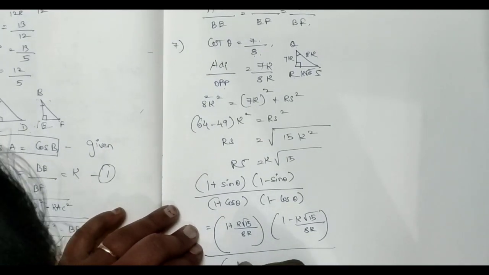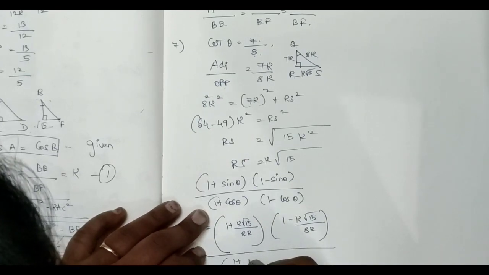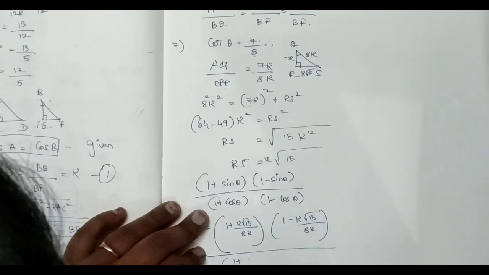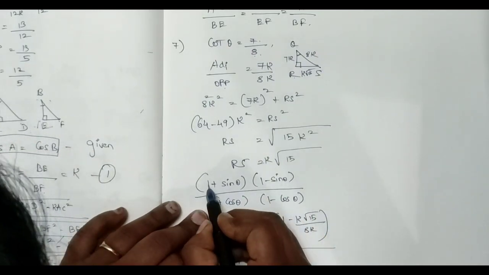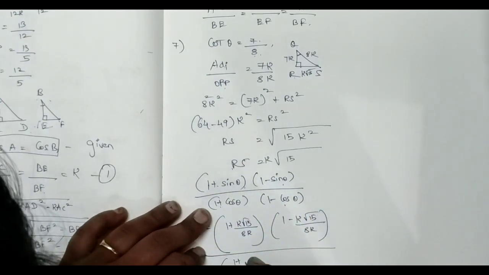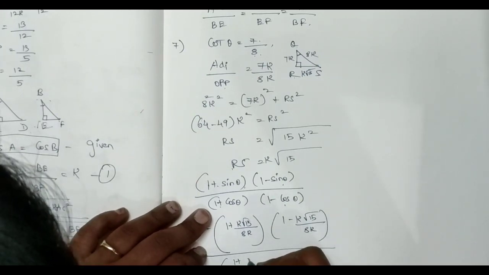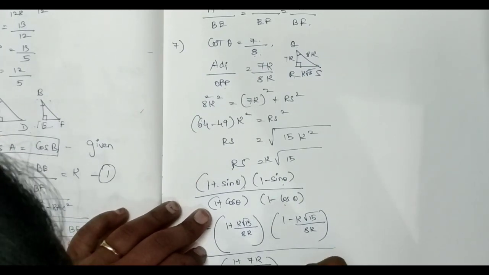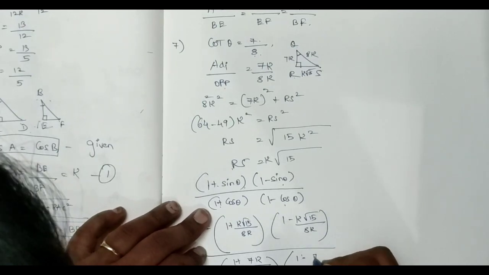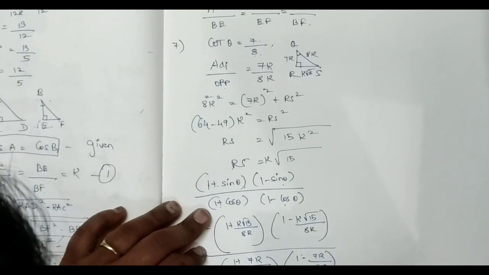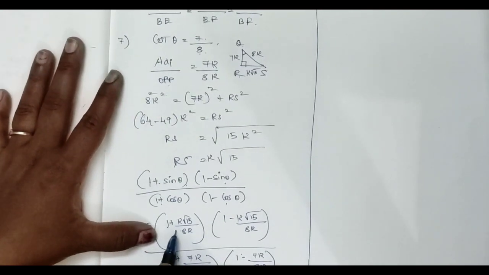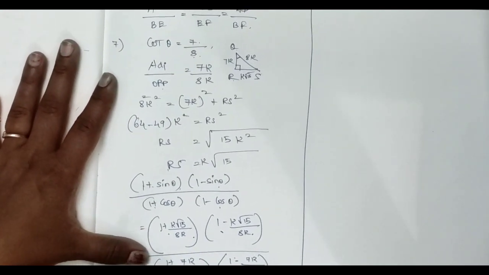We all know a formula, a plus b into a minus b. A plus b into a minus b will be a square minus b square. In the same pattern, here we can use it as a square minus b square, and here we can use it as a square minus b square. Right? So 7k by 8k, and this is if we take it as a plus b, a minus b.